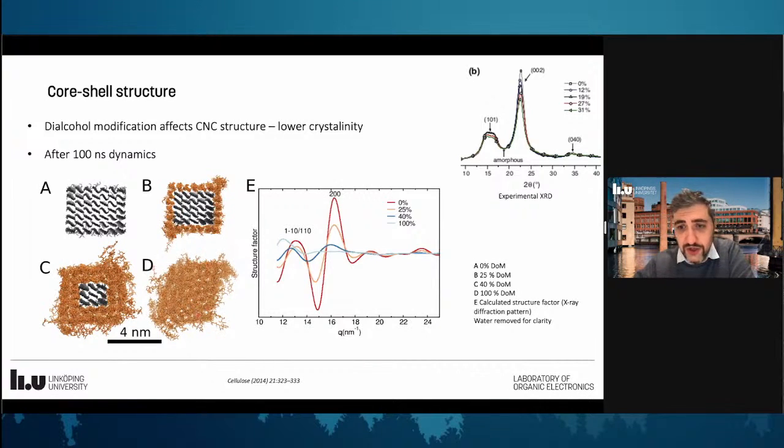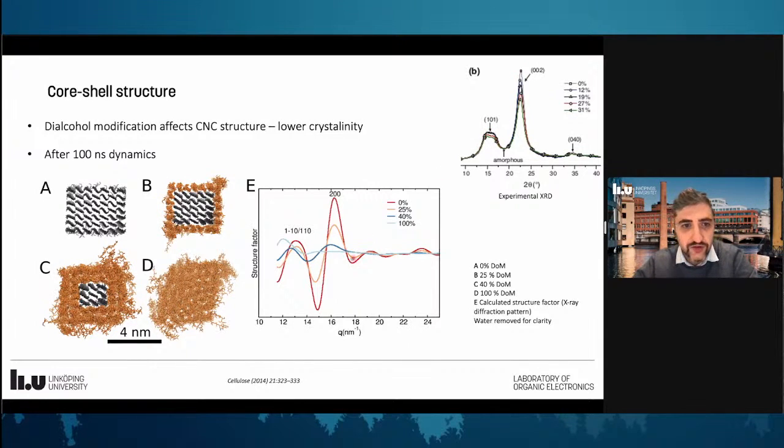And at 100% degree of modification, the fiber is still kind of holding together, but it's really difficult to recognize the initial structure. Then we have calculated the so-called structure factor, which more or less corresponds to an X-ray diffraction pattern, because we know from earlier experiments that with the increase of degree of modification, the 200 and 110 peaks are decreasing.